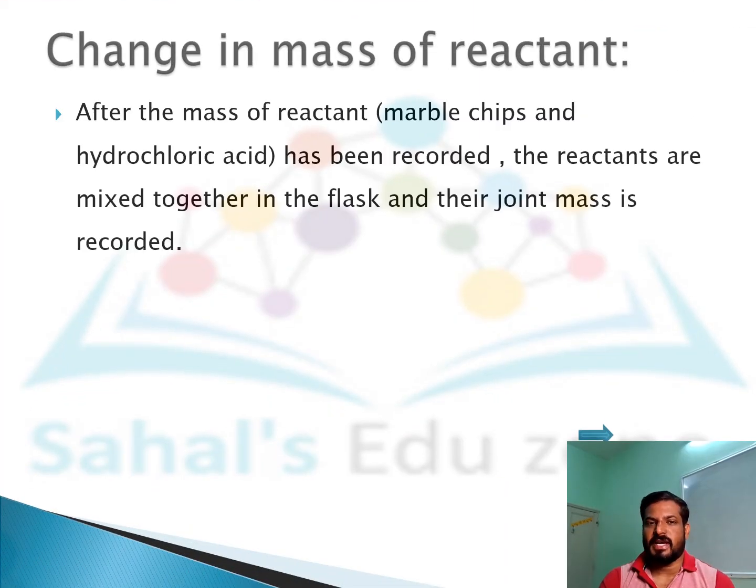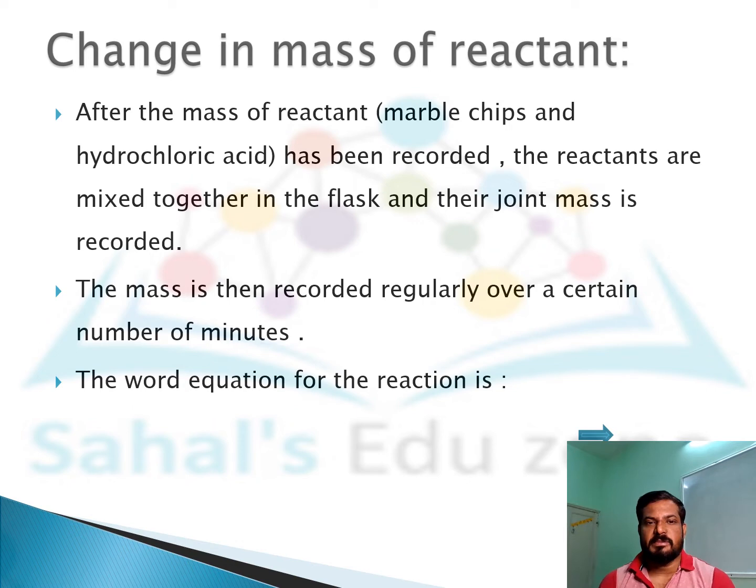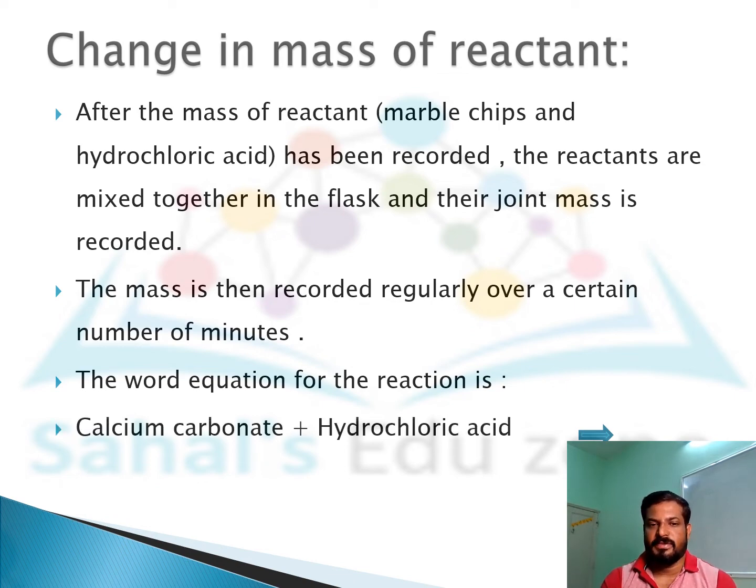Change in mass of reactant. The mass of reactants, marble chips and hydrochloric acid mixed together, is recorded. The reactants are mixed together in the flask and their joint mass recorded. The mass is then recorded regularly over a certain number of minutes. The word equation: calcium carbonate reacts with hydrochloric acid to form calcium chloride, carbon dioxide and water.